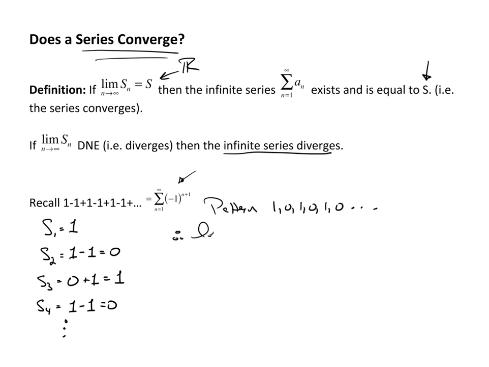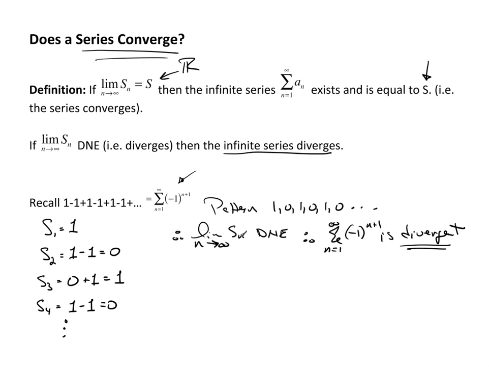Therefore, the limit as n goes to infinity of Sn does not exist. Therefore, this sum, n equals 1 to infinity of -1 to the n plus 1, is in fact divergent. This answers that question of what is 1 minus 1 plus 1 minus 1? What does it add up to be? Well, it doesn't. It's divergent. It does not converge anywhere.